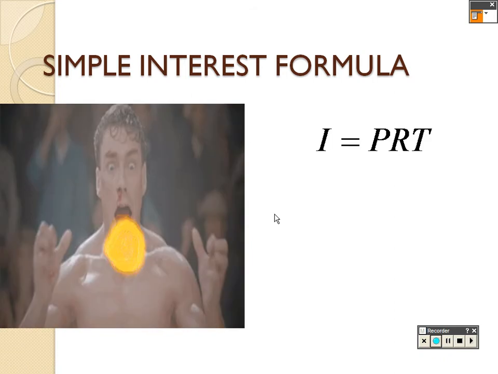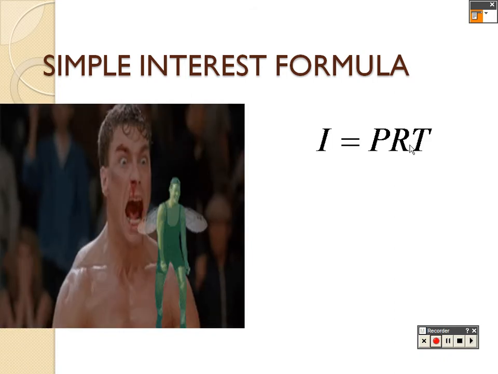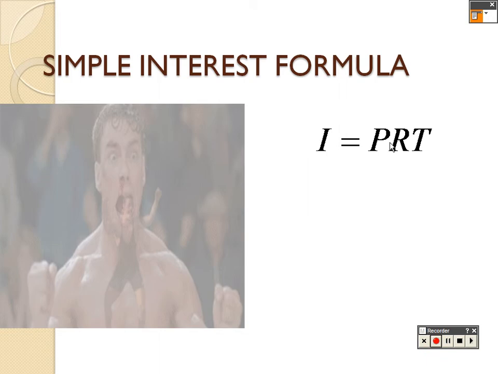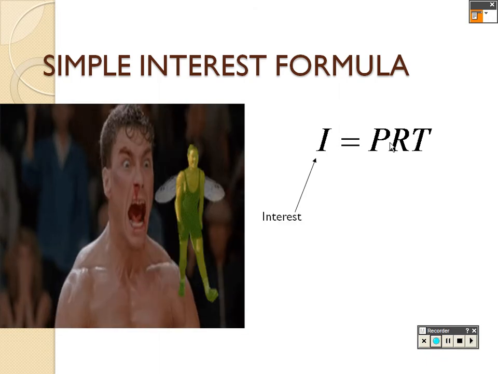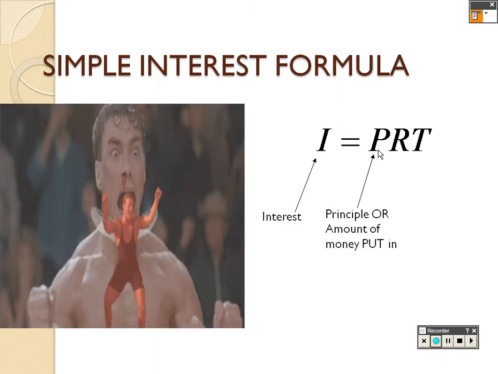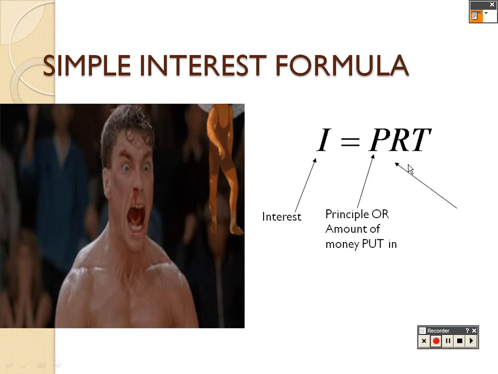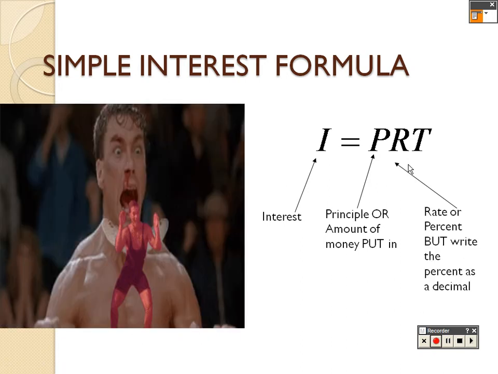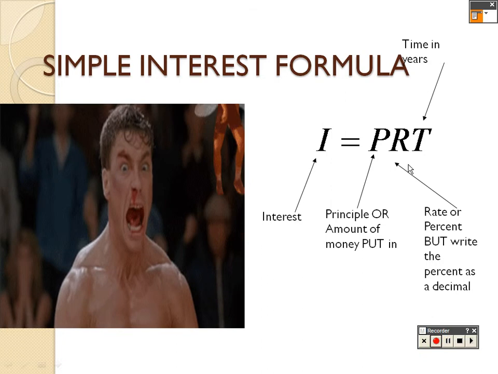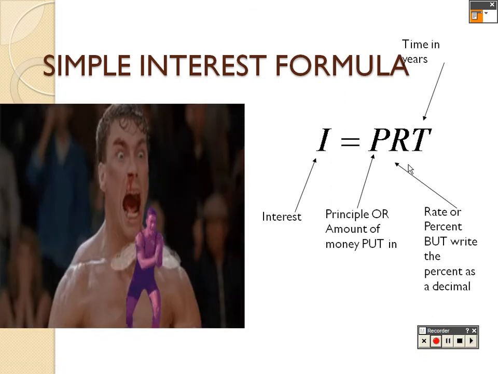So, simple interest formulas. There's a formula, I equals PRT, where P is the principal, the money that you're putting in. I stands for the interest. R is the rate, as in a percent, and T stands for time, which is normally in years when we're talking about simple interest.